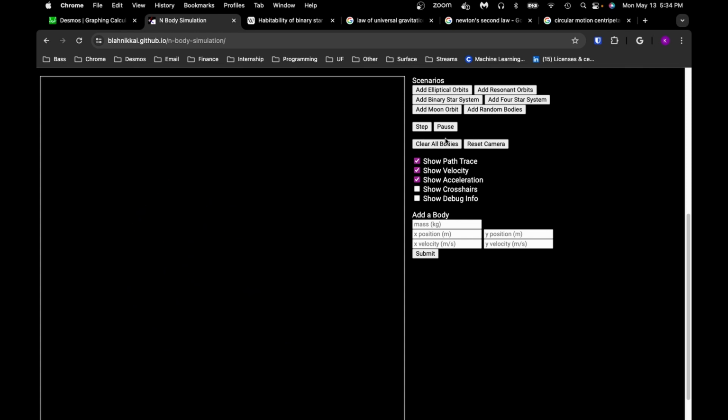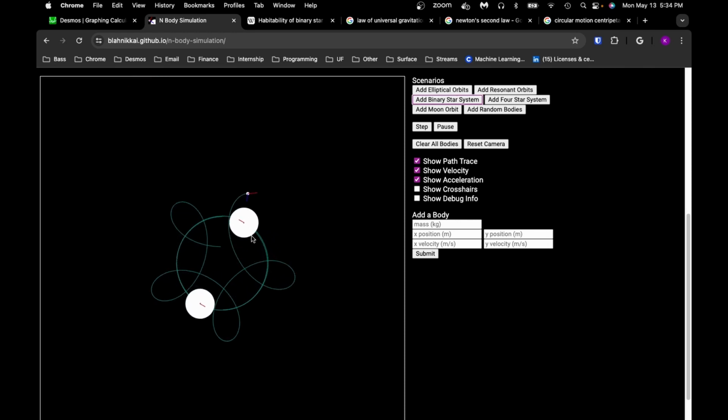So let's go through all the other scenarios now. Clear all bodies with that button. And this one's probably my favorite. We have a binary star system. That means we have 2 stars orbiting each other. I call them stars. These are all really just point masses, but we'll call the more massive bodies the stars.